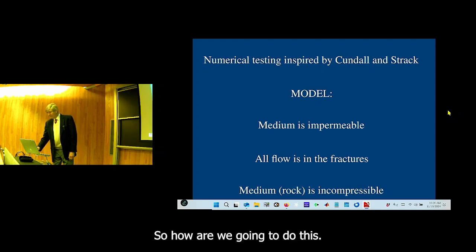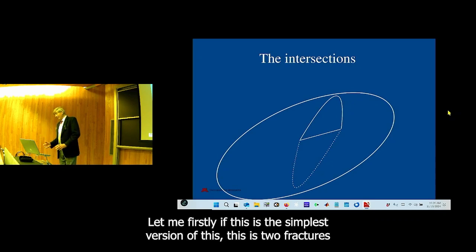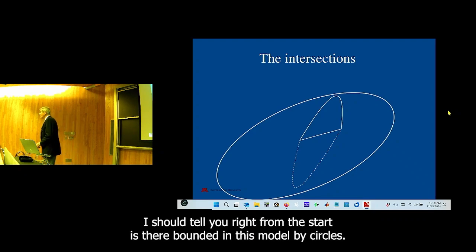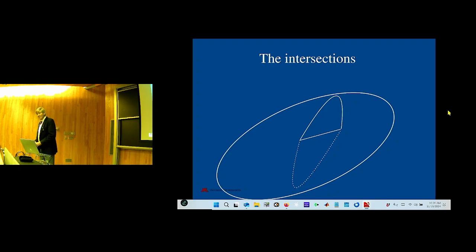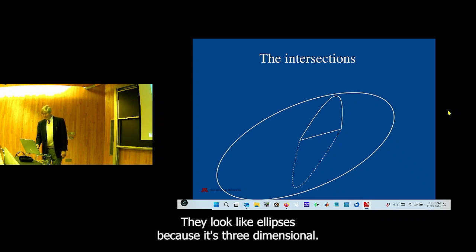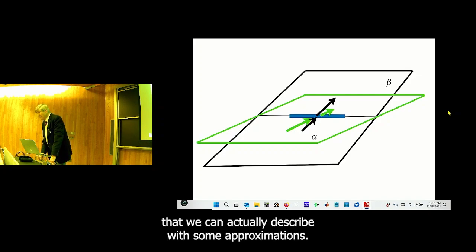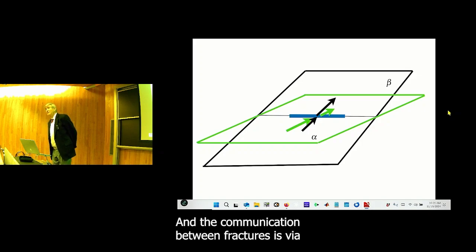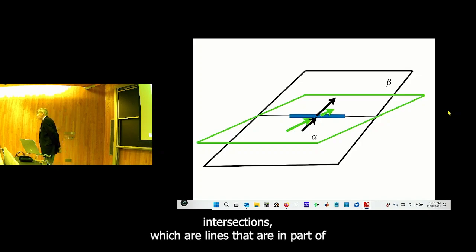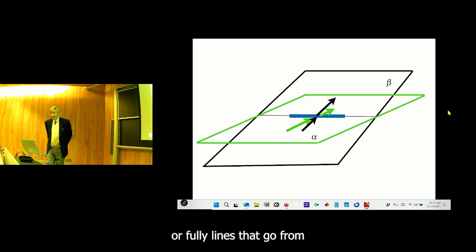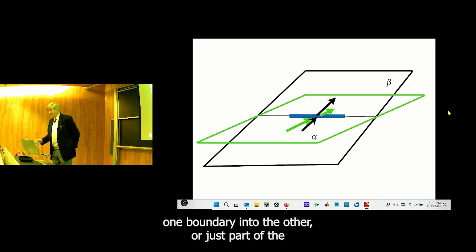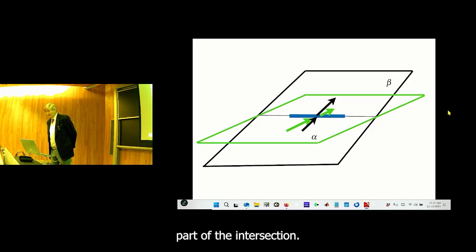So how are we going to do this? Let me first give the simplest version of this. This is two fractures. I should tell you right from the start that they're bounded in this model by circles. They look like ellipses because it's three-dimensional. And the flow is in each of the fractures, which we can actually describe with some approximations. And the communication between fractures is via intersections, which are lines that are in part of, or fully lines that go from one boundary into the other, or just part of the intersection.